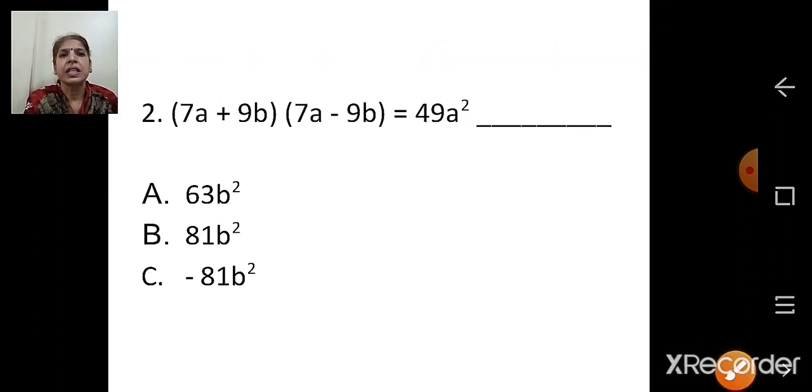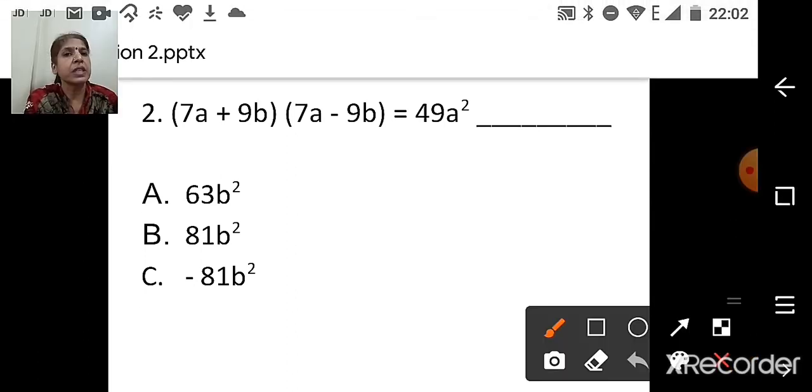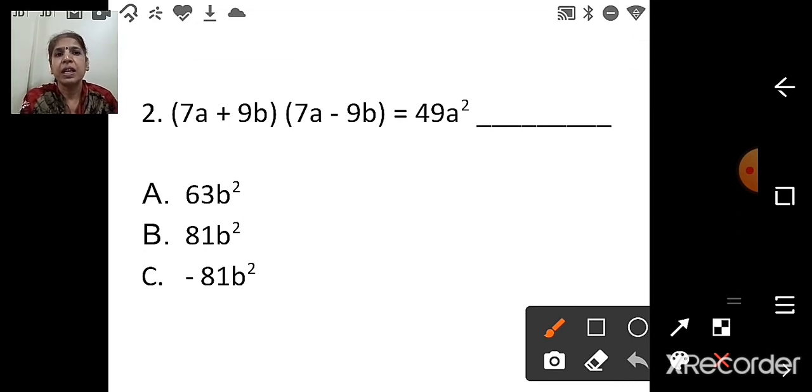Next question is 7a plus 9b the whole bracket multiplied by 7a minus 9b is equal to 49a square dash. Now children, this is based on which formula? It is based on the formula a plus b the whole bracket multiplied by a minus b, and the answer is a square minus b square. So here the square of the first term, 49a square, is given. Now we want the square of the second term. The second term is 9b, so the square of 9b: square of 9 is 81, and b square is the square of b.